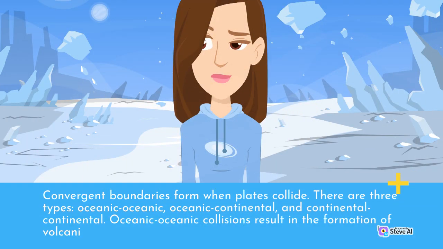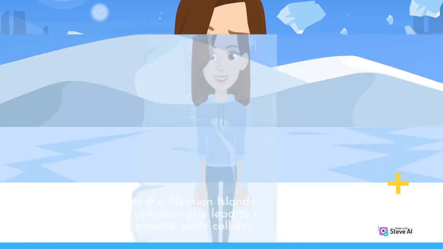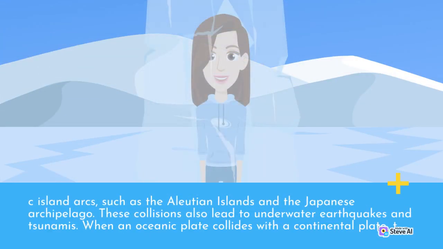Convergent boundaries form when plates collide. There are three types: oceanic-oceanic, oceanic-continental, and continental-continental. Oceanic-oceanic collisions result in the formation of volcanic island arcs, such as the Aleutian Islands and the Japanese archipelago. These collisions also lead to underwater earthquakes and tsunamis.